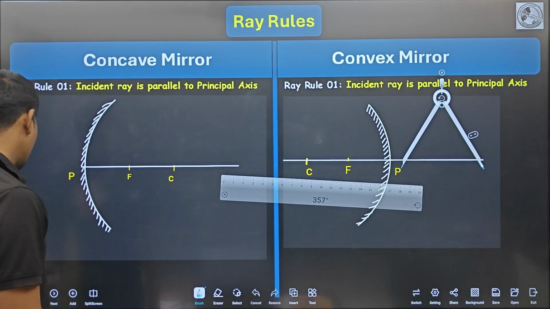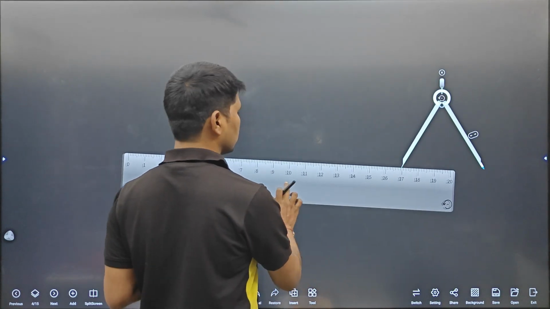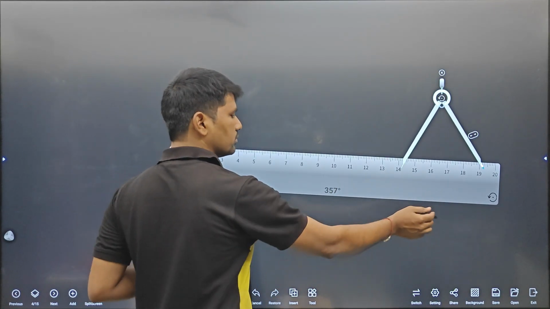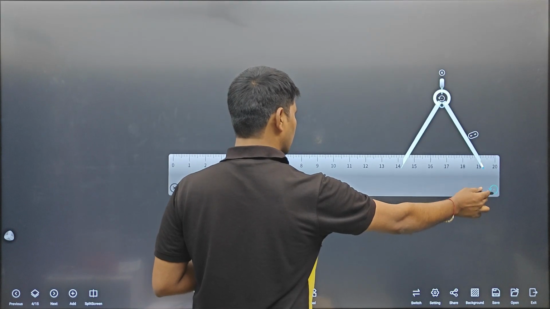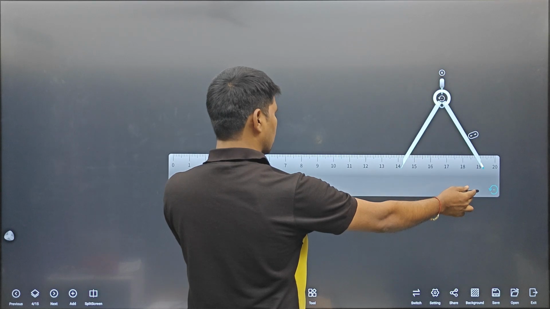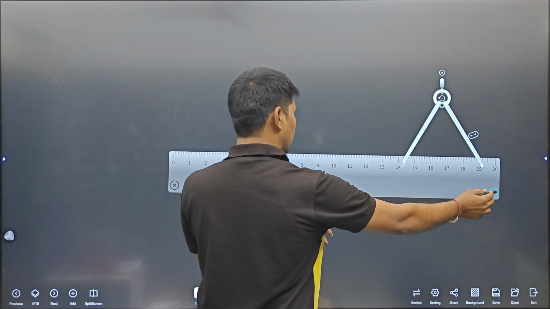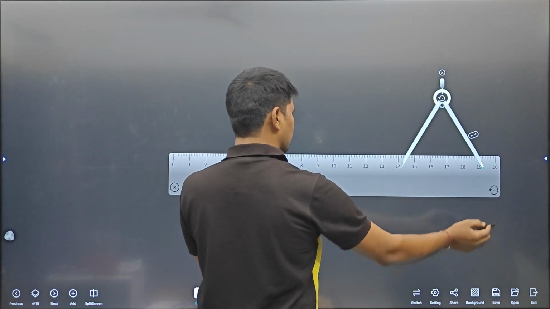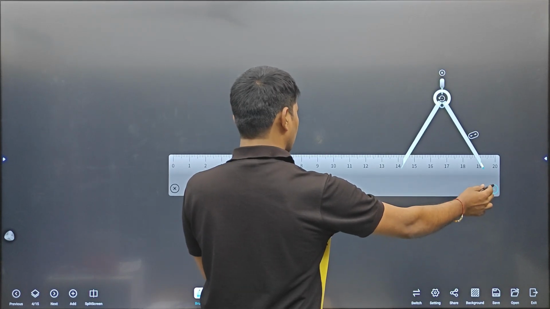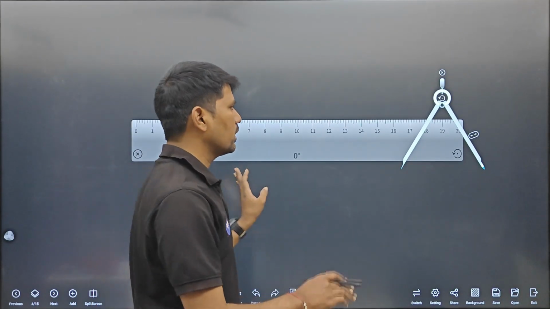Let me show you how to take the values. Once see here, this is a scale, right? If you observe, 360 degrees means this is parallel to the horizontal, so now it is 0. While drawing, take the scale properly, zero parallel to the horizontal. Very simple, don't worry about it.